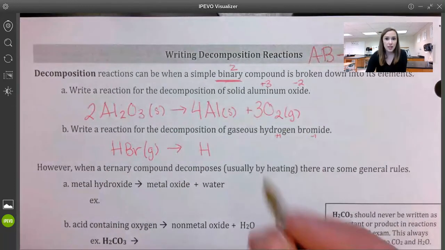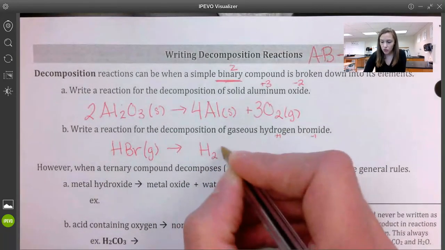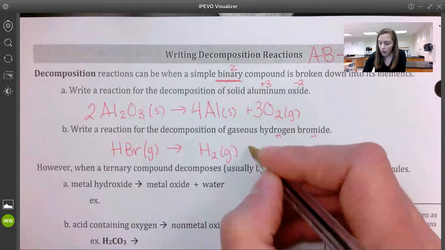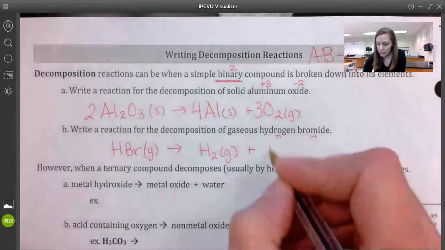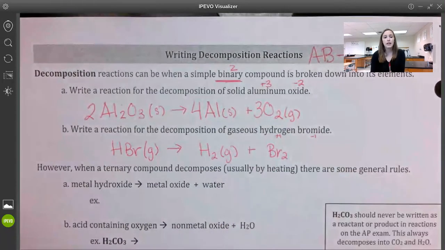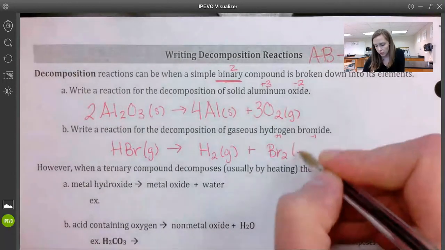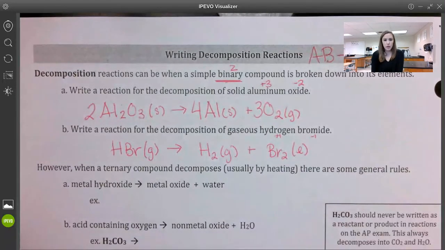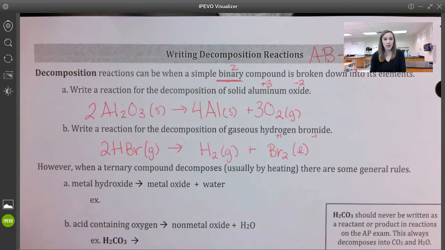This is one of those 7 diatomics, so you have to put the subscript 2, and it's also one of our gases. And then you have to be careful here. Bromine is diatomic, but it's one of those 2 liquids, so you have to make sure you actually label it with an L there. Now that we have the formulas right and the phases are in there, we're just going to balance it by placing a 2 in front of hydrogen bromide. So that's how you want to be able to decompose your binary compounds.